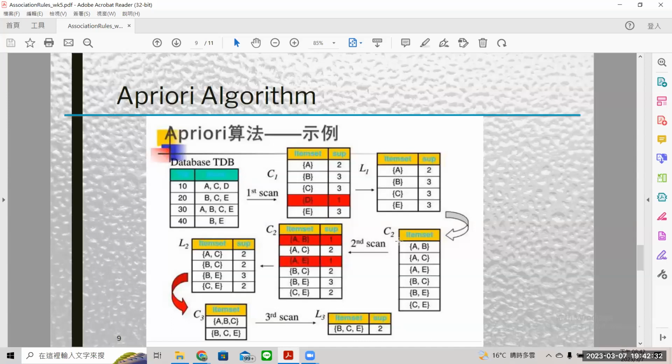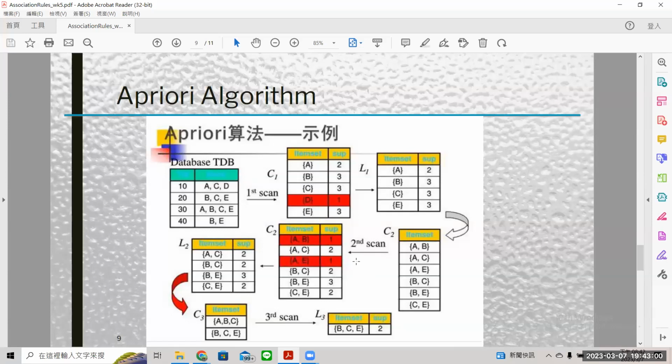Okay. And the second scan will go here again. AB, any AB? Yes, 1, right? AC, any AC? 1, 2, right? 2. Okay, just like this again. So AC comes in 2. And we delete the list 1. So AC kept, BC kept, BE, CE go into the next stage.